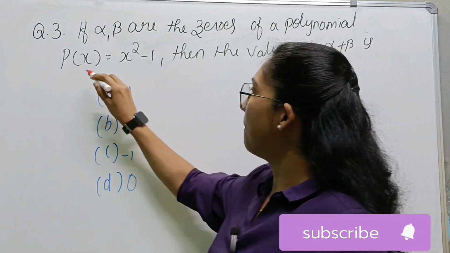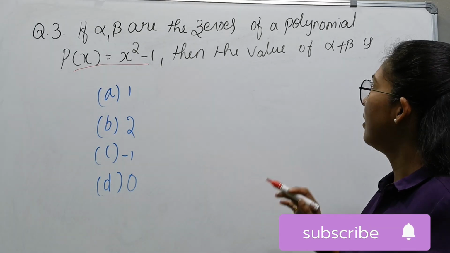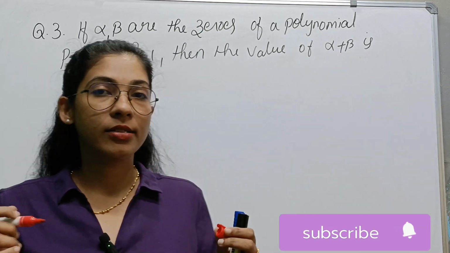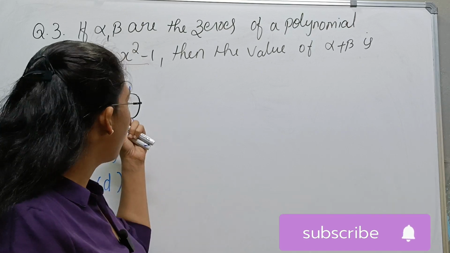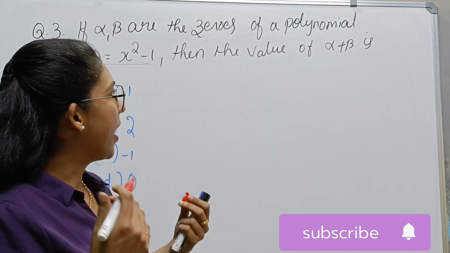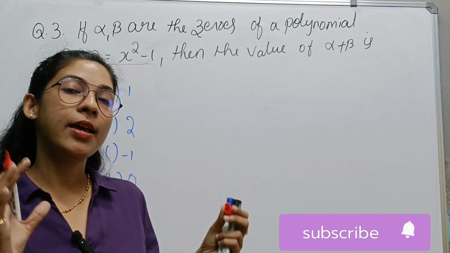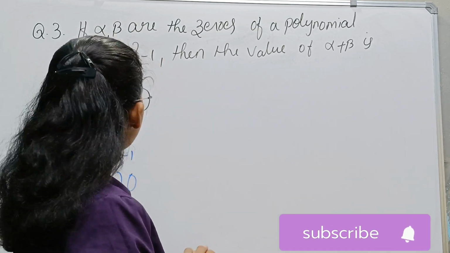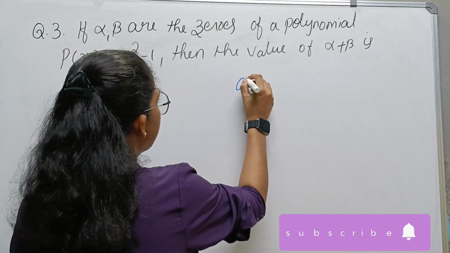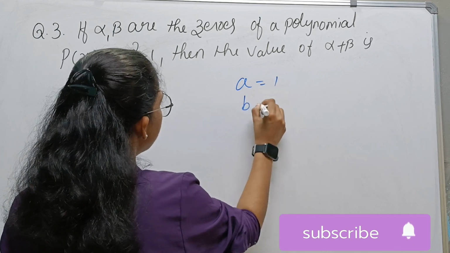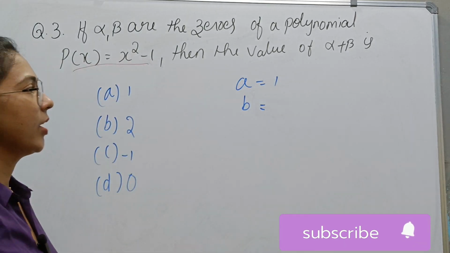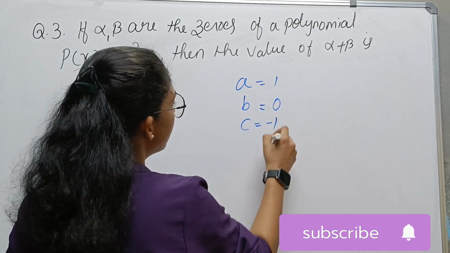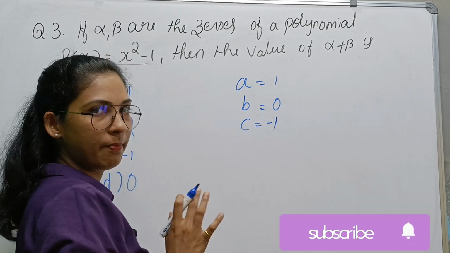So x square minus 1. Alpha and beta are the zeros of this polynomial p of x, x square minus 1, and we have to find out the sum of the zeros. So let A is equal to 1, B is equal to, what is B here? Here it is 0. Then C is equal to minus 1.